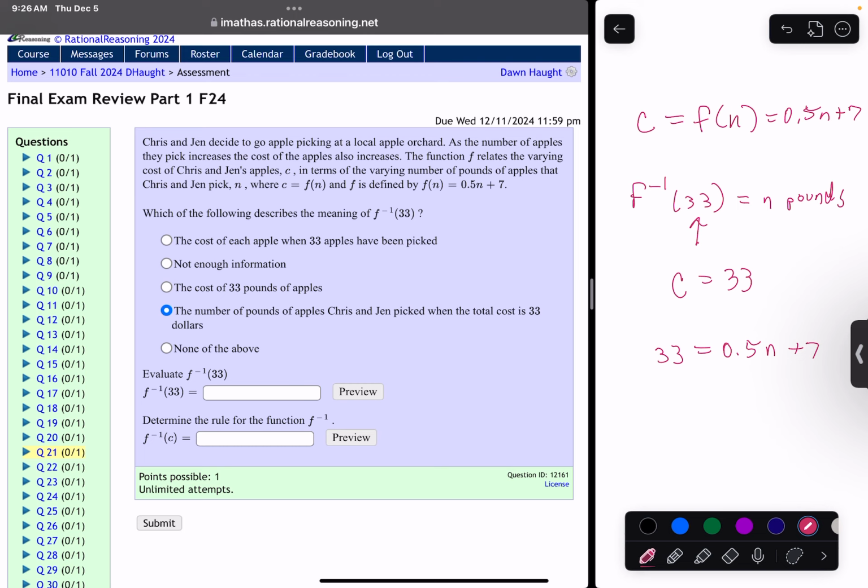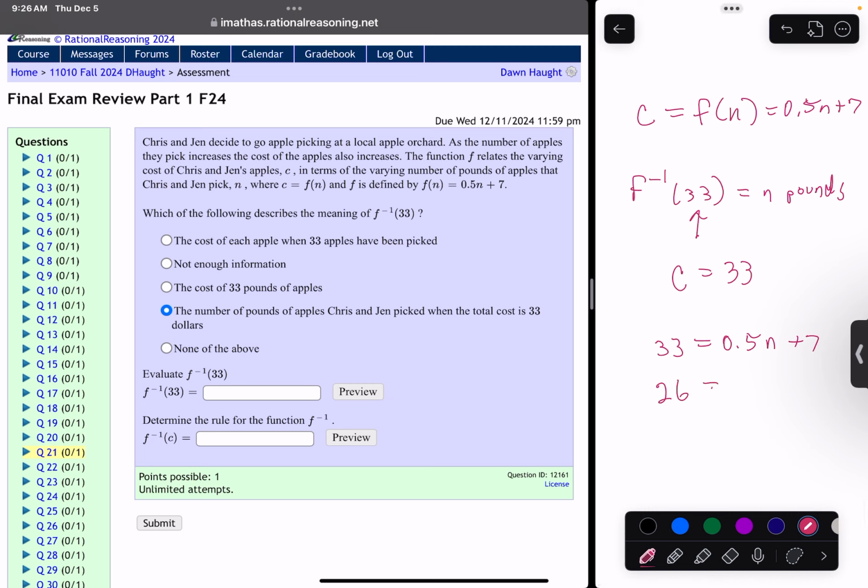So what we're going to do here is go ahead and solve it for n. So you're going to subtract 7 from both sides. If we take 33 minus 7, you get 26. And then if you divide both sides by 0.5, you get 52. So that would be 52 pounds.